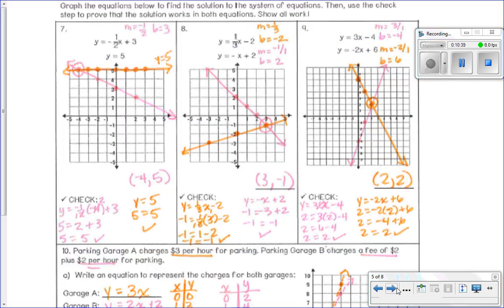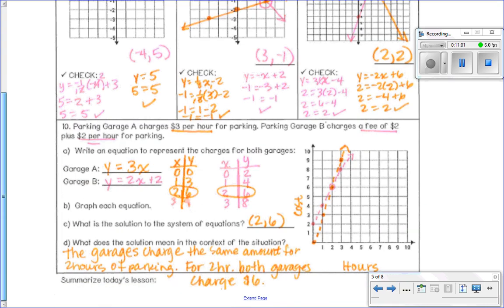Let's check our answers. Number 8, the solution is 3, -1. Questions on number 8? Okay. Number 9, the solution is 2, 2. Questions on that one?